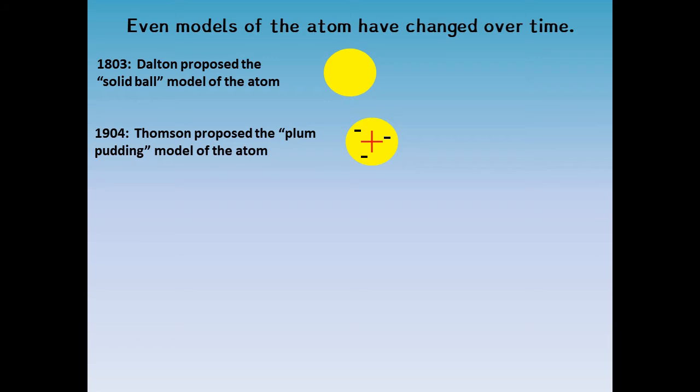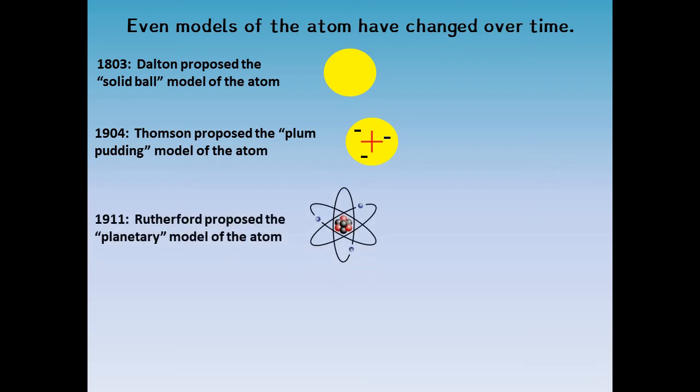In 1904, J.J. Thomson comes along and proposes the plum pudding model of the atom, where you have this positively charged goo, and inside this positively charged goo, well, there are these negative particles just sort of floating around inside of it. In 1911, Ernest Rutherford proposed the planetary model of the atom. We can see this is getting more complex now, with the nucleus in the center that contains the protons and the neutrons, and then we have the electrons that are out here circling that nucleus.